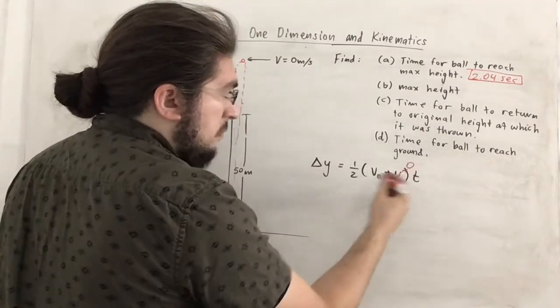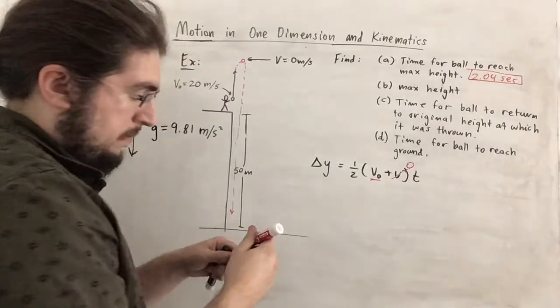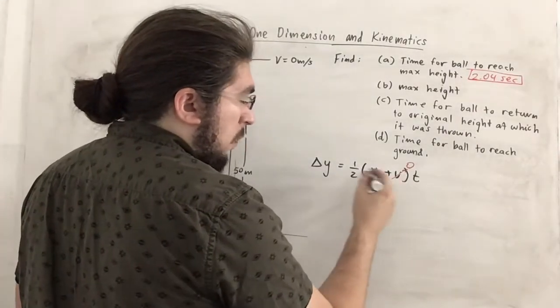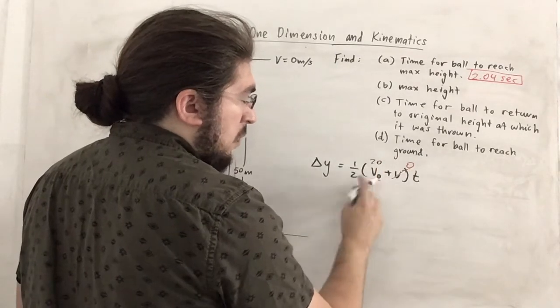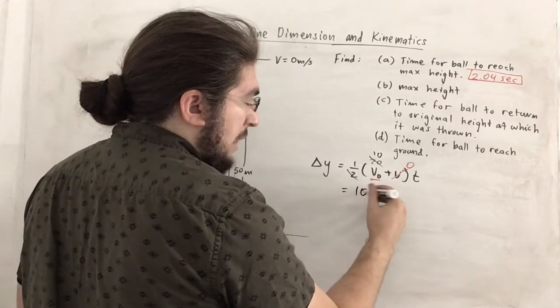V is 0. We know that V naught is 20. So this ends up being 1/2 times 20, which is just 10. Since this is 20, 1/2 goes, let me write it above like this. We know 2 goes into 20 10 times. So this in total will be 10 times t.